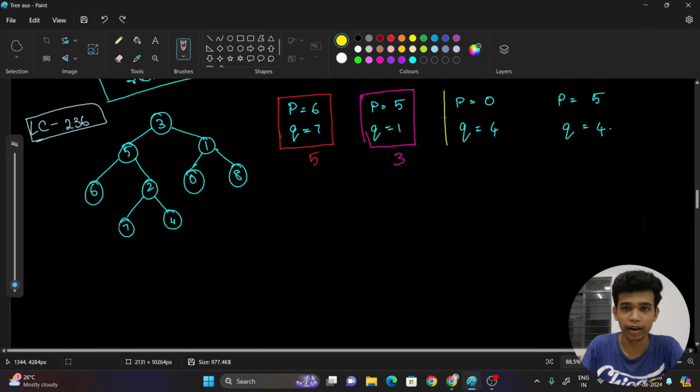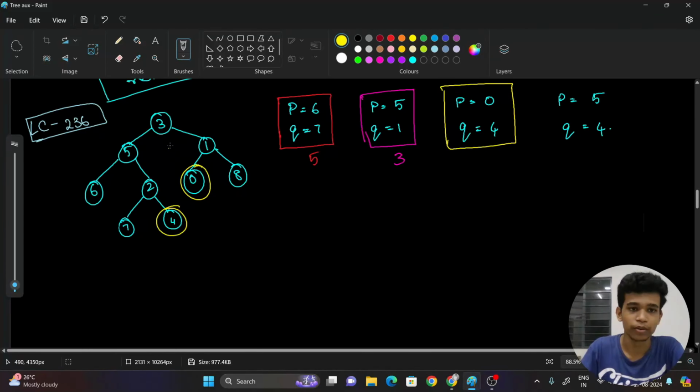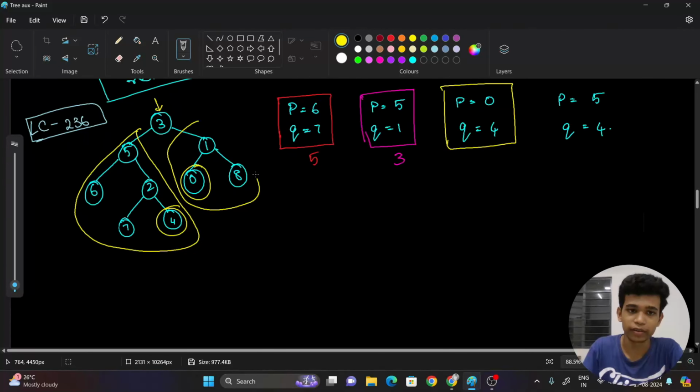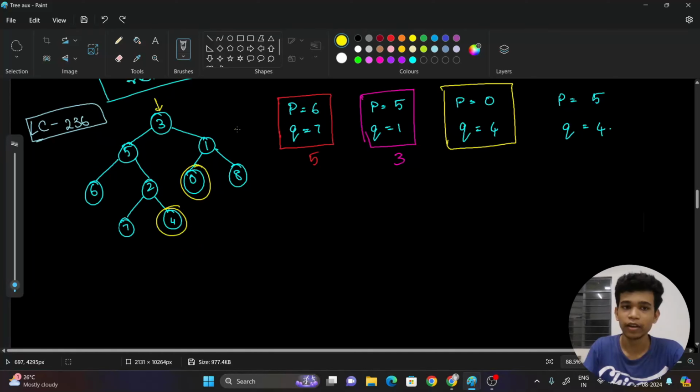Okay, let us understand with another example. P is equal to 0 and Q is equal to 4. So it is 0 and 4. Now, what is the lowest common ancestor? I can say the lowest common ancestor is 3. From 3 only, this 4 is split to the left subtree and this 0 is split to the right subtree. So the answer is 3. Fine.